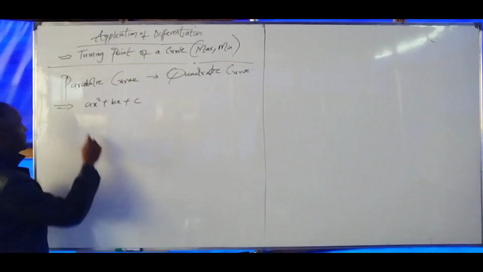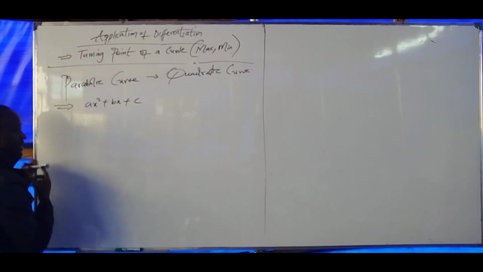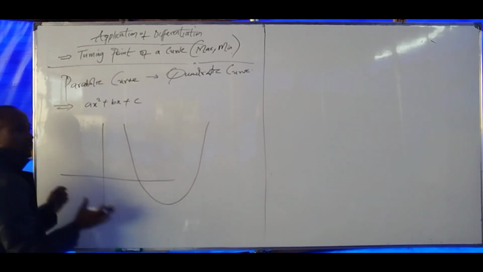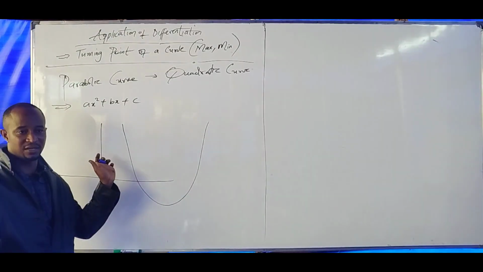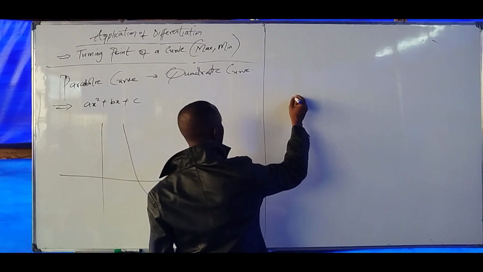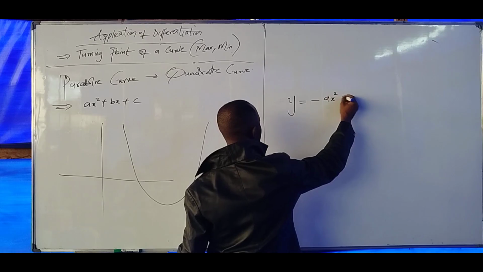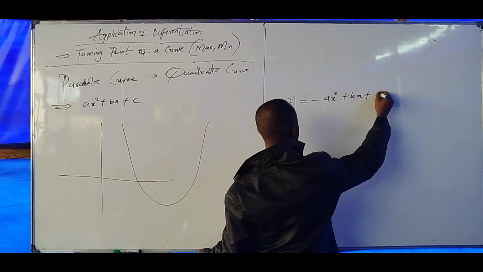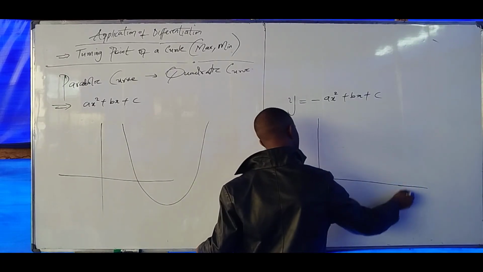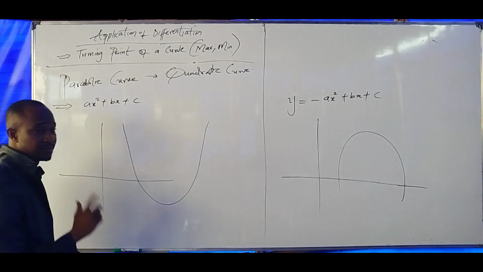When the coefficient of x squared is negative, the parabolic curve will be open downward. If I have a negative sign here, let's say y equals minus ax squared plus bx plus c, this kind of graph we curve this way. Are you following? Now, listen.